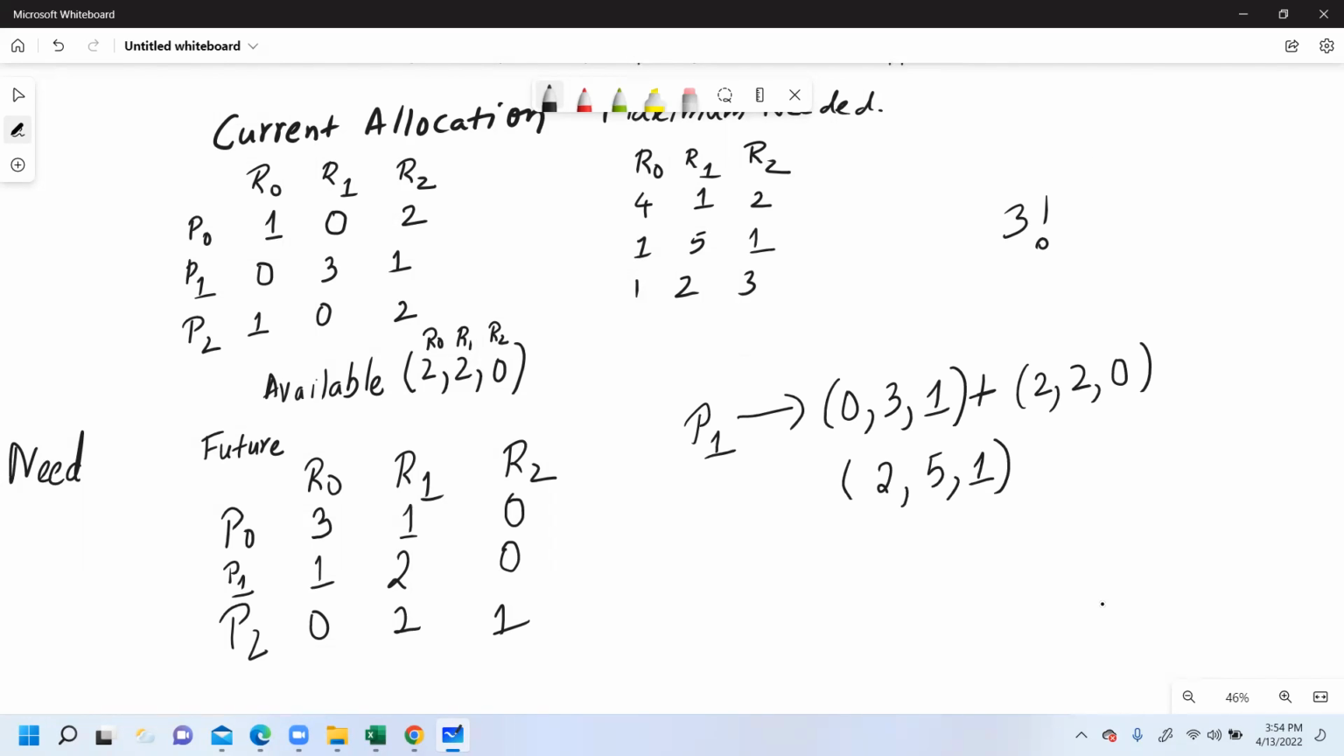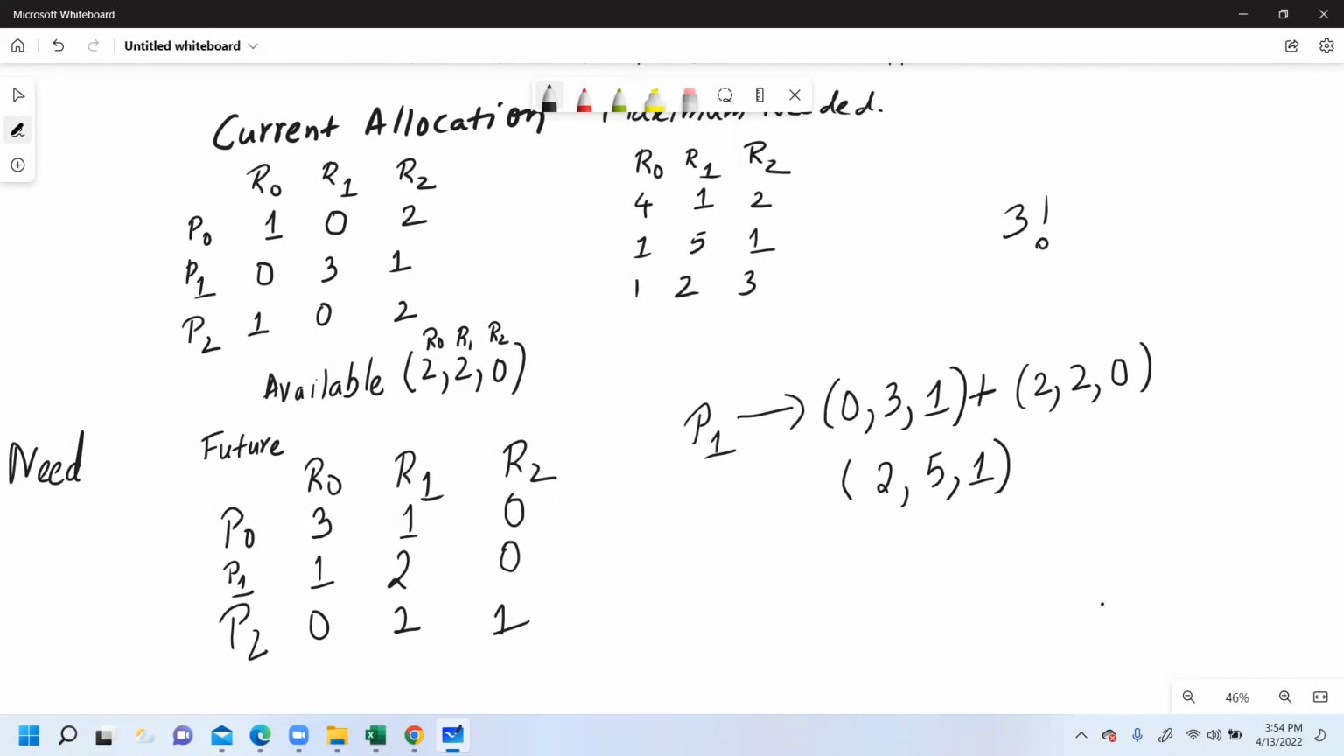Okay. So now we have 2, 5, 1 available. Then we will try a different sequence. So again, I will go from the first to the last. Of course, P1 is going out of the RAM because P1 completes. That means P1 is not there anymore. Because P1 is completed means we are removing it from the RAM basically. P1 is not there. So we have to try with P0 and P2.